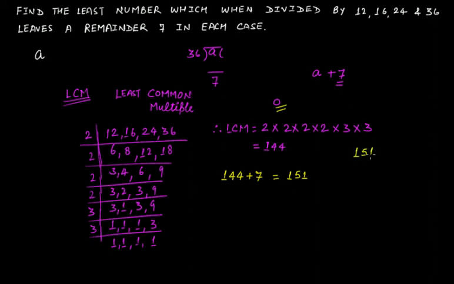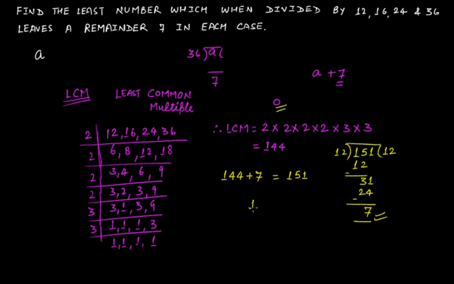So if you divide 151 by say 12, 12 times 12 is 144, and you are getting remainder as 7. You can check in a similar way for 16, 24 and 36. In each of these cases you will get remainder as 7.